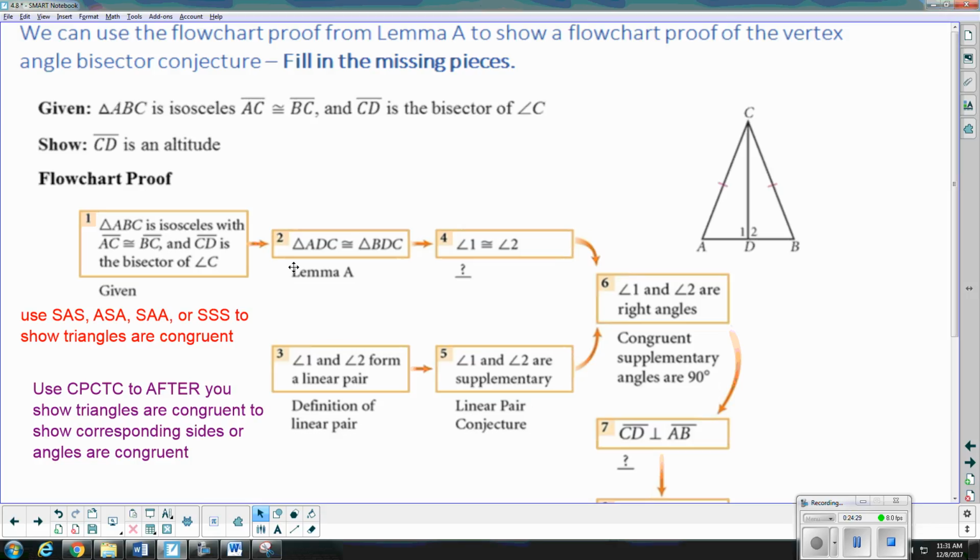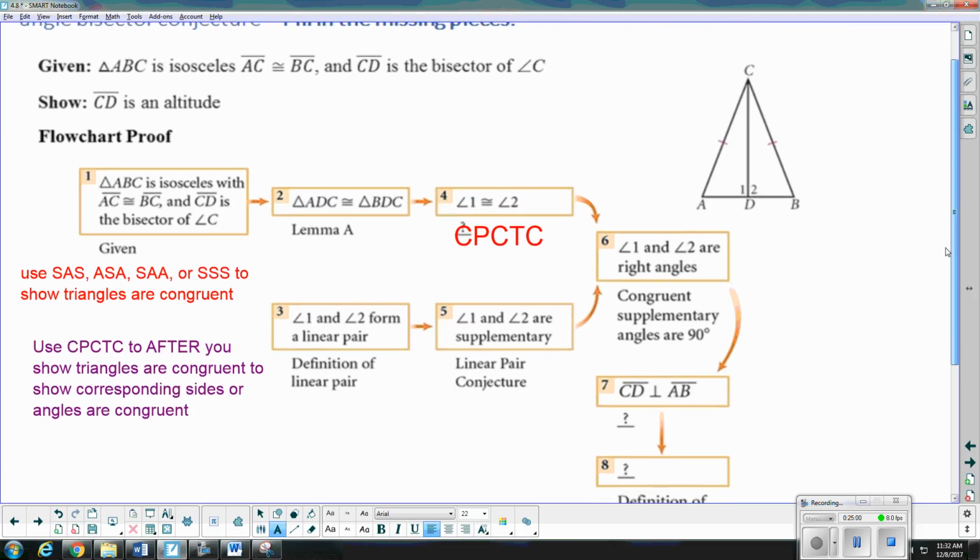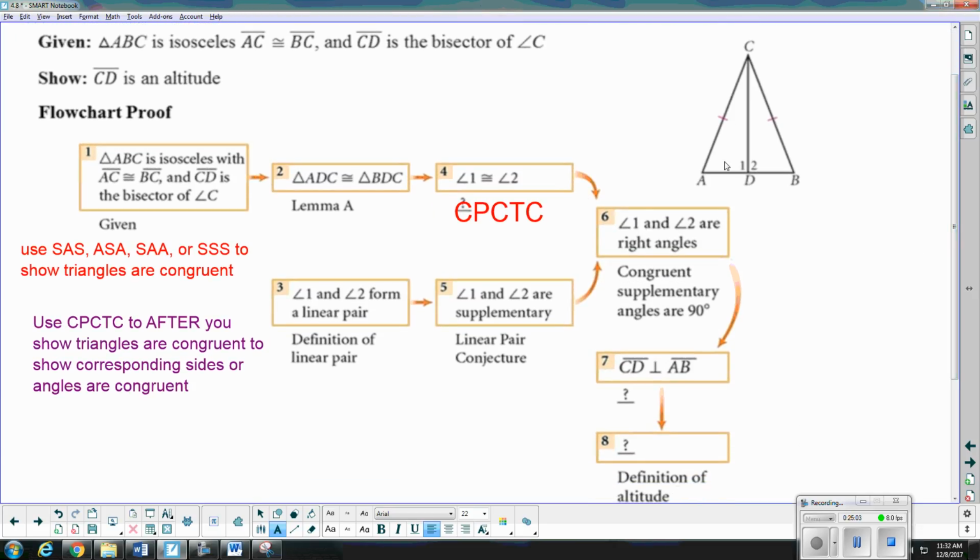Now the second part, we already did this. We showed those two triangles were congruent from that last flowchart, lemma A. So now we can show that angle 1 is congruent to angle 2 because of CPCTC. We use this again after we already showed the triangles are congruent. So then we know that angle 1 and angle 2 are congruent supplementary angles.